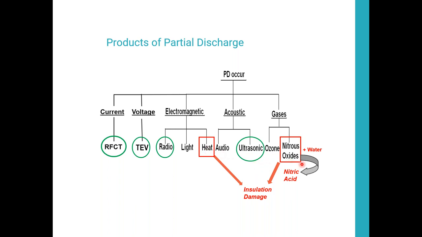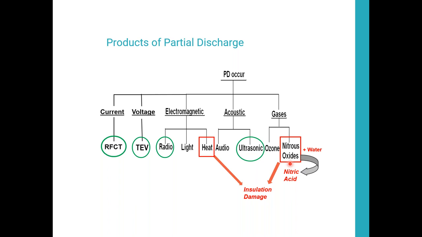And heat and nitrous oxides are circled in red because they actually cause physical insulation damage. And the heat's the obvious one. It's going to break down the insulation thermally. You may see the jackets melting and deteriorating, that ash forming that I've told you about from the insulation breaking down. But the nitrous oxides that are produced, they cause a unique problem.